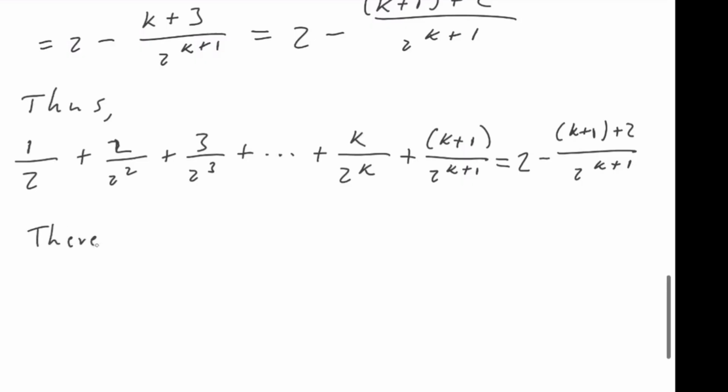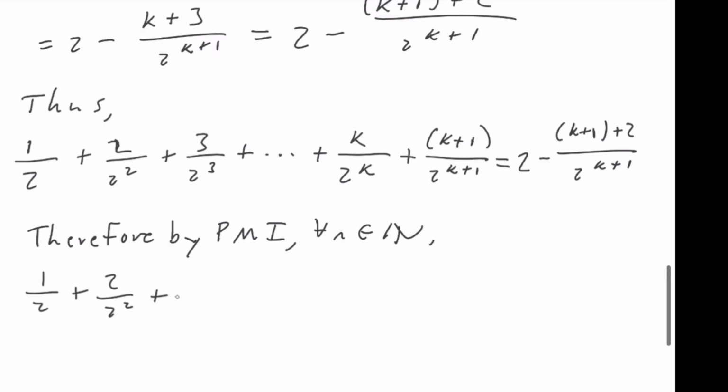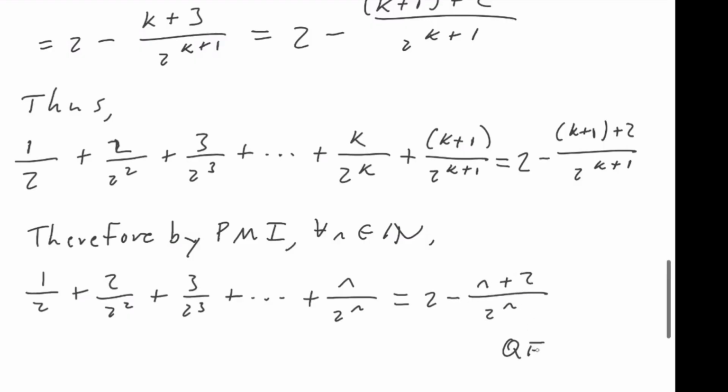Therefore, by the principle of mathematical induction, for every n contained in the natural numbers, we know 1 over 2 plus 2 over 2 squared plus 3 over 2 cubed plus dot dot dot plus n over 2 to the n is equal to 2 minus n plus 2 over 2 to the n. And that is our proof.